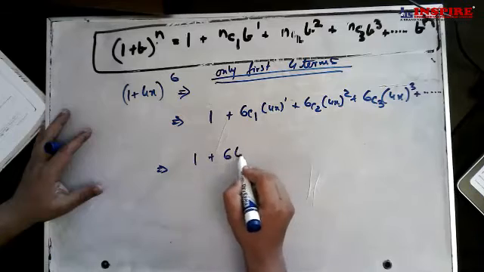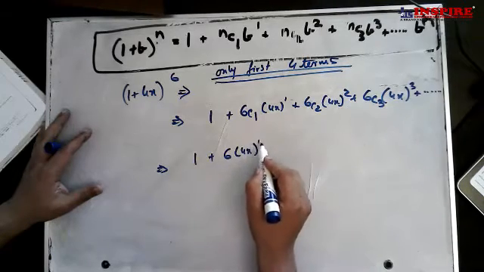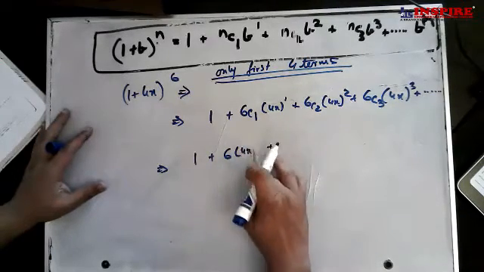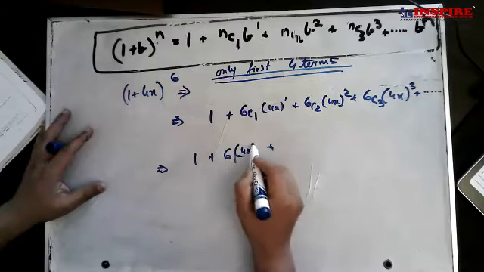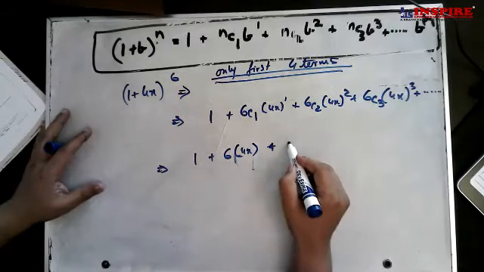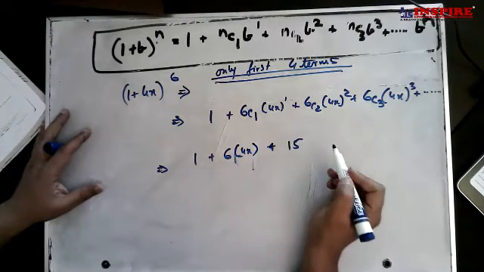1 plus 6C1 is 6, 4x to the power of 1, plus 6C2 is 15. Check it out.